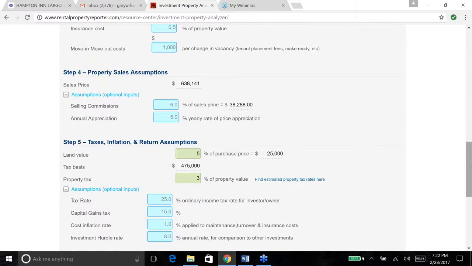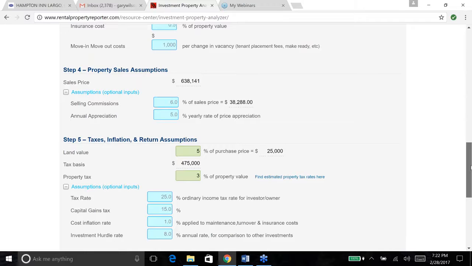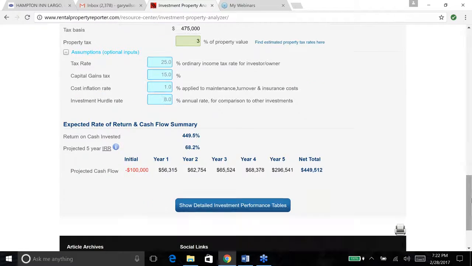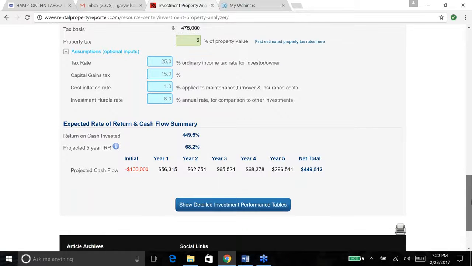In any case, we are going to assume a land value of 5%, property tax 3%. You're going to assume your tax rate is 25%, capital gains is 15%, cost of inflation is 1%. In other words, our cost of maintaining the property is going to be increasing by 1%, and the investment hurdle rate is 8%. So let's look at some results here.